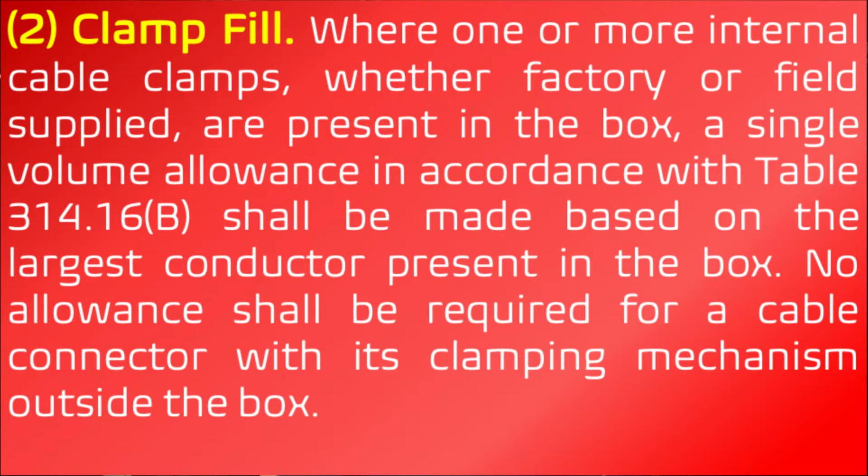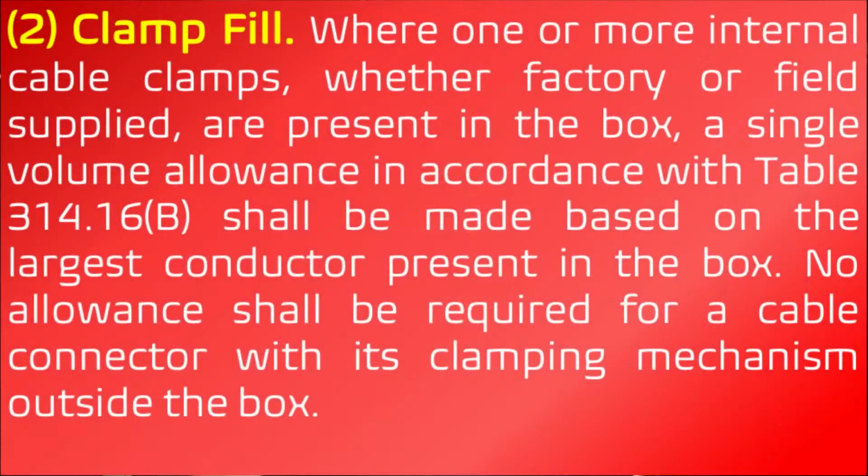All right, clamp fill, where one or more internal cable clamps, whether factory or field supplied, are present, a single volume allowance in accordance with table 314.16b shall be made based on the largest conductor present in the box. No allowance shall be required for a cable connector with its clamping mechanism outside the box. You guys will see that, in residential, they do have cable clamps in a lot of these boxes. And because of that, you have to count them. And this is basically saying that if you have a cable clamp that's inside the box, you count it as one of the largest conductors that's in the box. So keep that in mind. That's a rule. Keep that rule in your head.